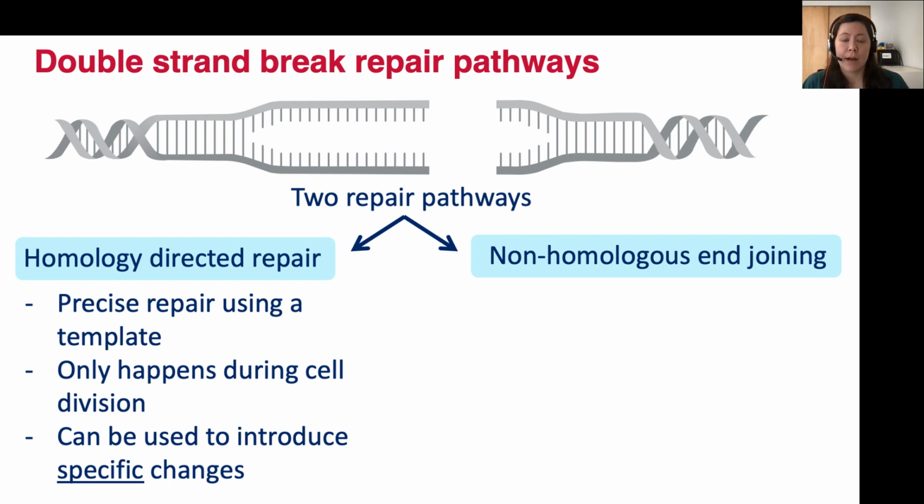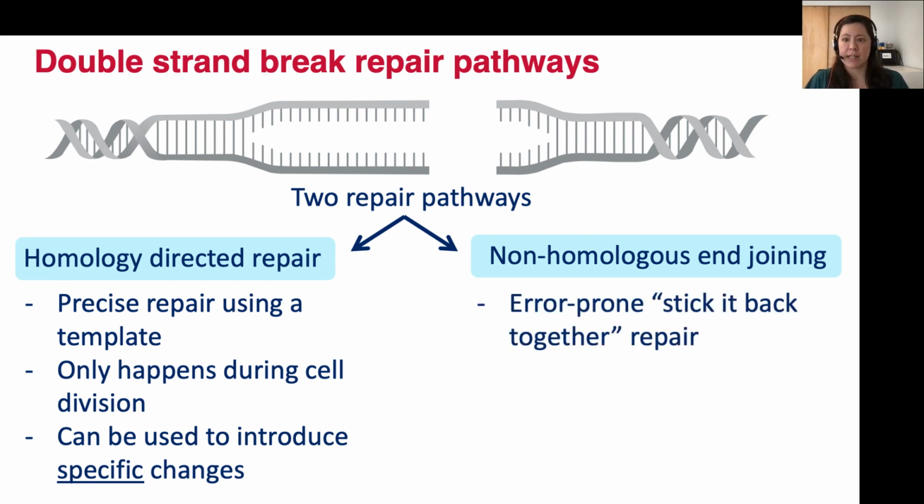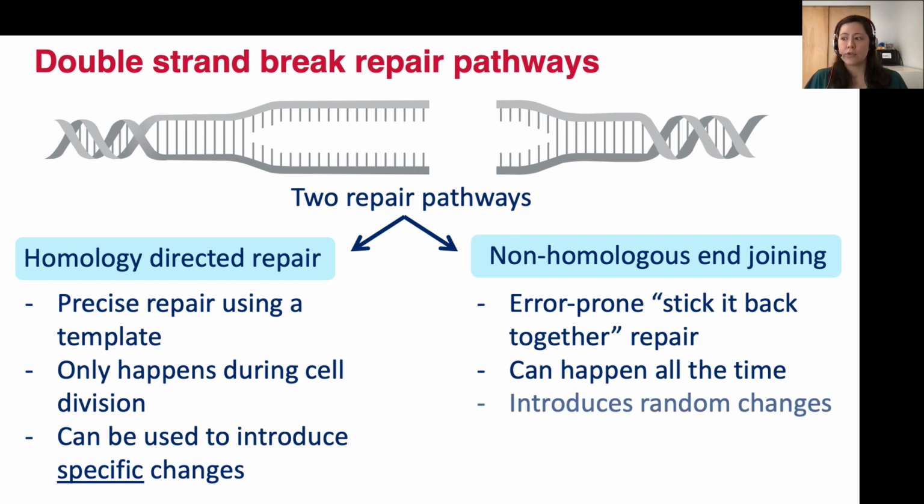The second repair pathway is called non-homologous end joining. This is the error-prone repair where the cut ends of DNA just get stuck back together. That can happen at any time. But keep in mind that this error-prone repair pathway does introduce random changes to the DNA. Because non-homologous end joining tends to be the more common repair mechanism, and because it's easier for students to understand conceptually, we're going to focus on it in this webinar.